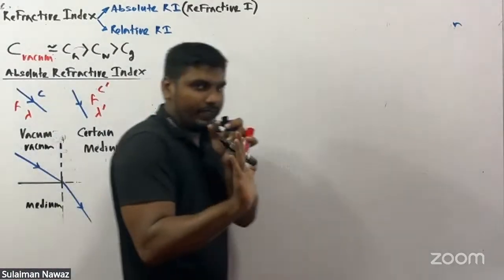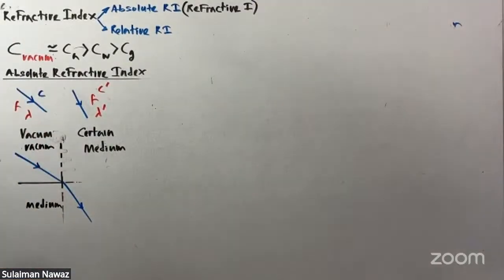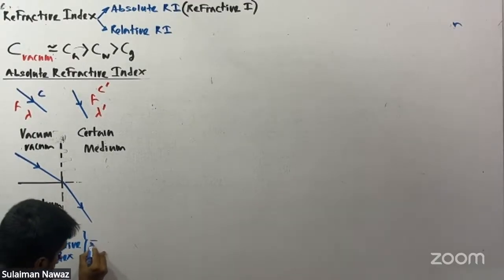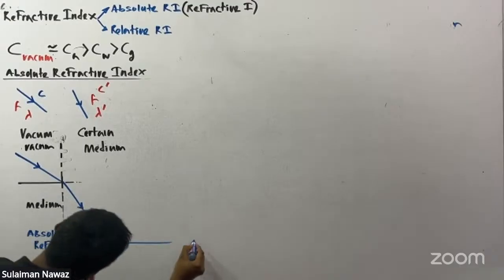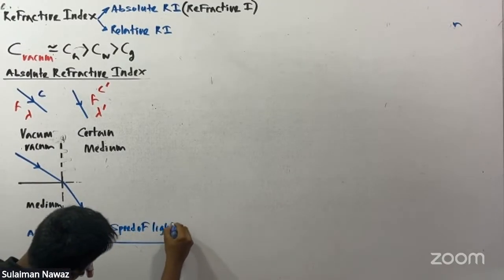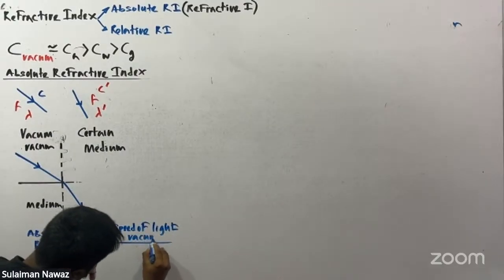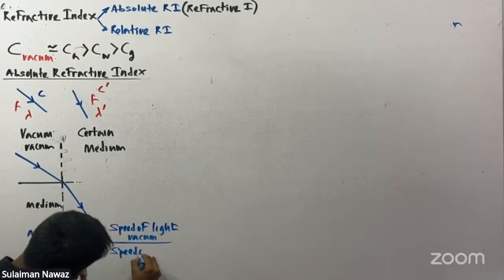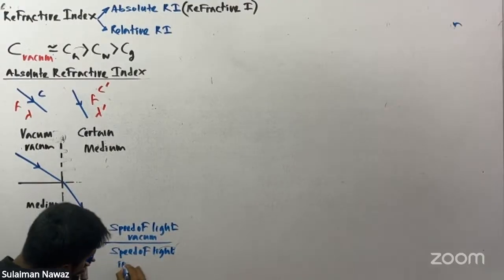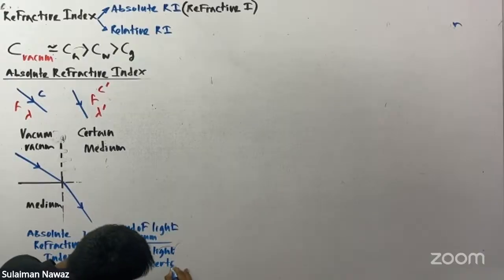So, what does absolute refractive index mean? Remember this important equation: absolute refractive index equals the speed of light in vacuum over the speed of light in that certain medium.